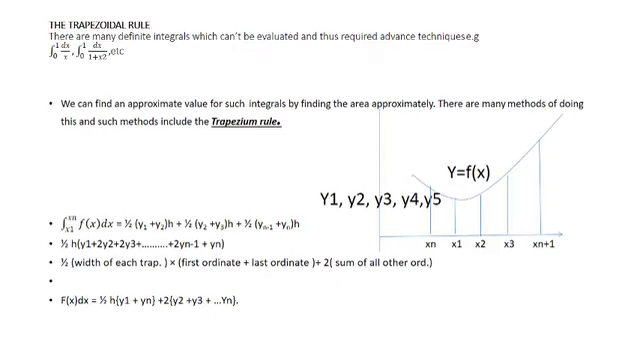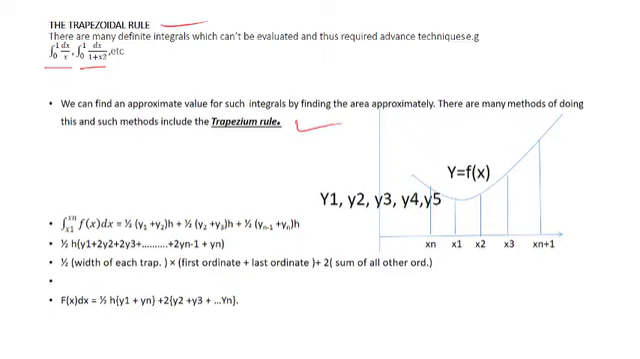Now, when we talk about the trapezoidal rule, just like we used in our last section, there are many indefinite integrals which can't be evaluated and thus require advanced techniques. So we are still talking about the bounded shape. We can find an approximate value for such integrals by finding the area approximately. There are many methods of doing this. Such methods include the trapezoidal rule, and this is what we want to deal with at this point.